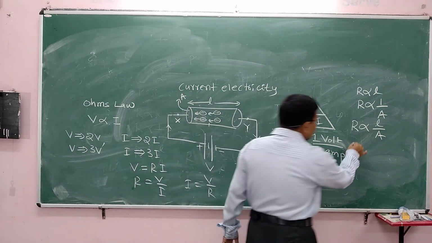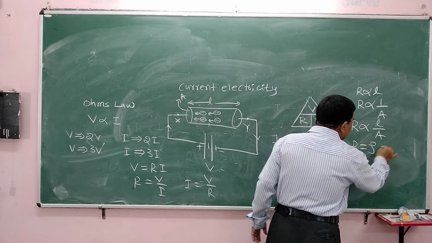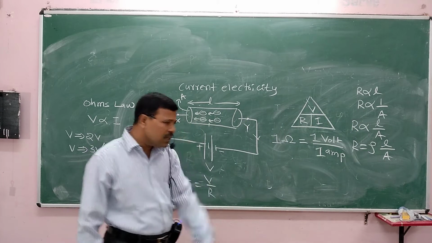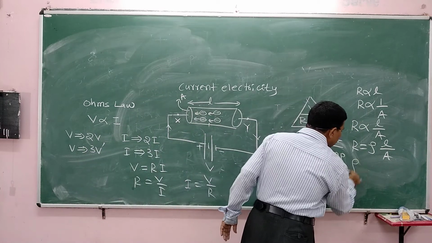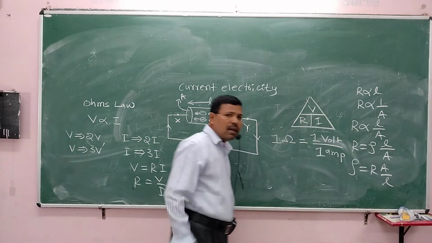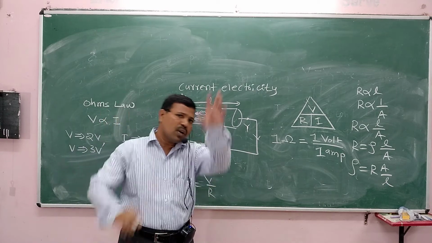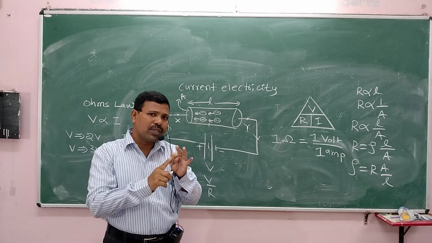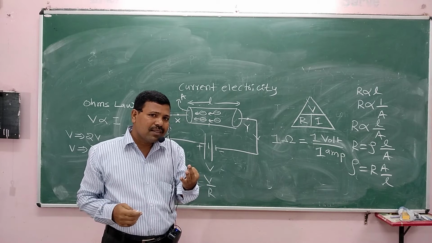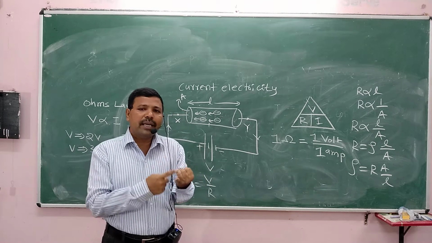So resistance is equal to some constant into L upon A. That constant is known as the resistivity of the substance, which is R equals rho L by A. Fine. Resistance not only depends on length and cross-sectional area, it also depends on two more factors. It depends on temperature and nature of the material.